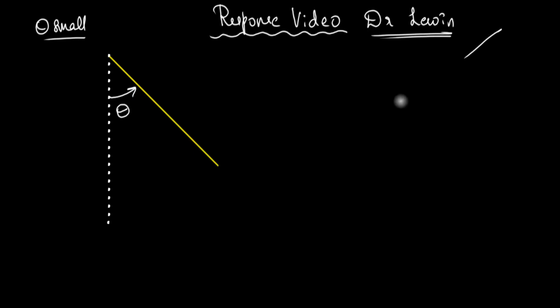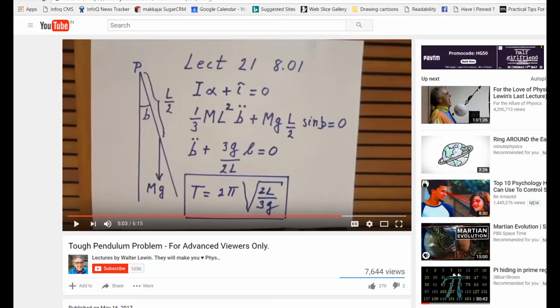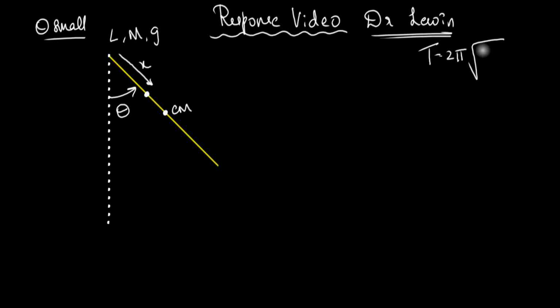All right. So we need to calculate what is the value of x. So here is x, and let's say here is the center of mass, L, M, G, that's what's given. What is the value of x so that I get the same time period as the time period over here, and that time period turns out to be 2 pi square root, I actually forgot what it turns out to be. Let's see. 3L divided by 2G.